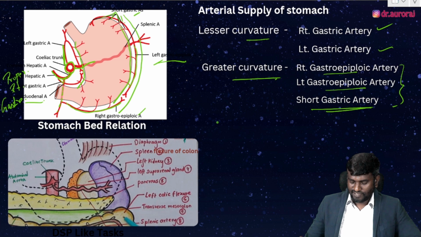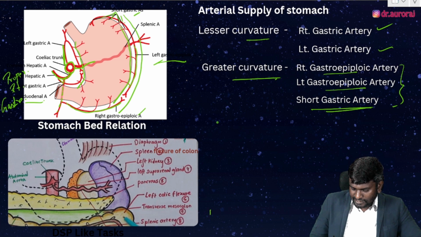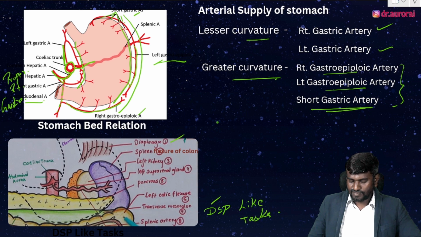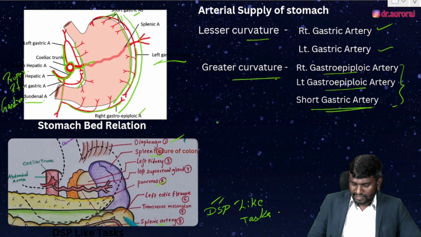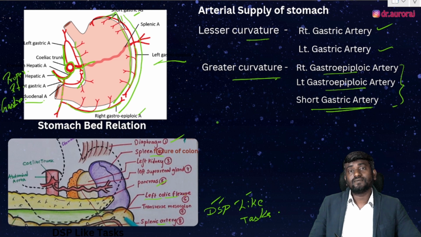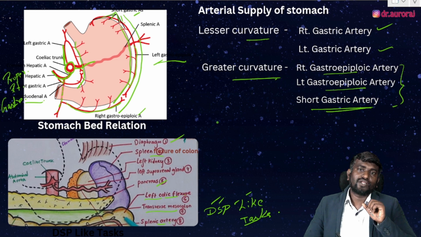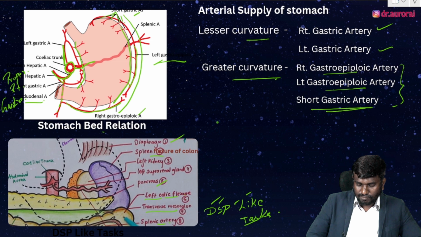To simplify it, there comes a mnemonic called DSP. What is the D for? D is for diaphragm. S is for the splenic flexure of colon and splenic artery. Please remember. P is going to be for pancreas. L is for left colic flexure, and then T for transverse mesocolon. One point you have to remember is that spleen is not part of the stomach bed relation.